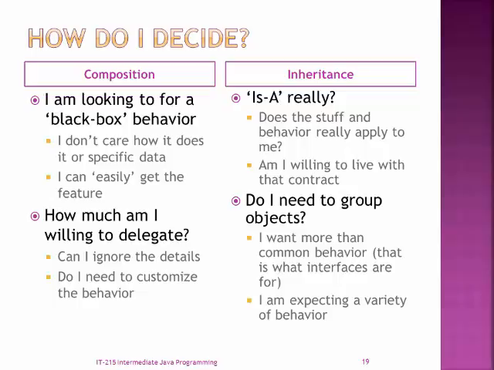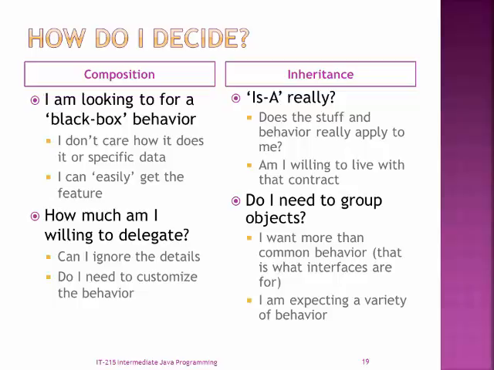So how do I know which one I want to do? Well, if I'm looking for black box behavior, I'm using finger quotes here, where I don't care how I get the data. I just care that I get the feature and functionality information I want, and I can easily get it without having to go through a bunch of customization and sharing of information, and I'm willing to delegate that work off to somebody else, then I can ignore the details and don't need to customize the behavior, then composition works really, really well.